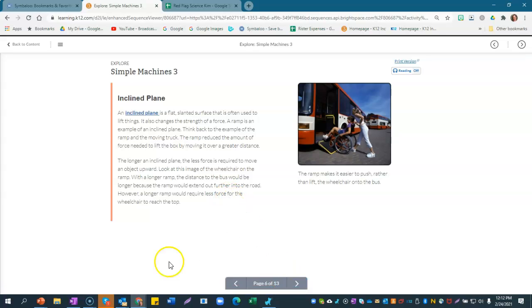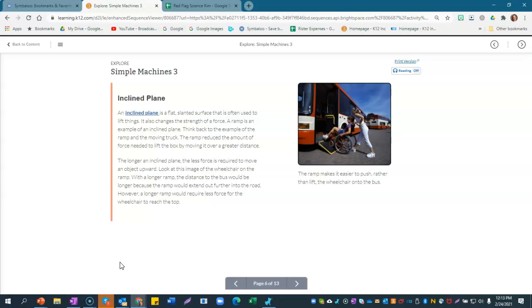All right, inclined plane. It's a flat slanted surface that's often used to lift things. Most of the time we think of an inclined plane being a ramp. It also changes the strength of a force. A ramp is an example of an inclined plane. Think back to the example of the ramp and the moving truck. The ramp reduced the amount of force needed to lift the box by moving it over a greater distance. So the longer an inclined plane, the less force is required to move an object upward.